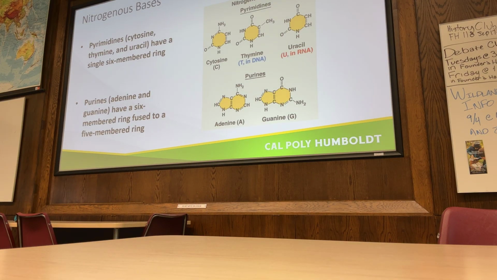Okay, solid. I don't ask you to remember purines versus pyrimidines. That's not one of the things that we're worried about. But what is important is that some of these nitrogenous bases have single ring structures. Some of them have double ring structures. The single ring nitrogenous bases will always pair up with the double ring nitrogenous bases.